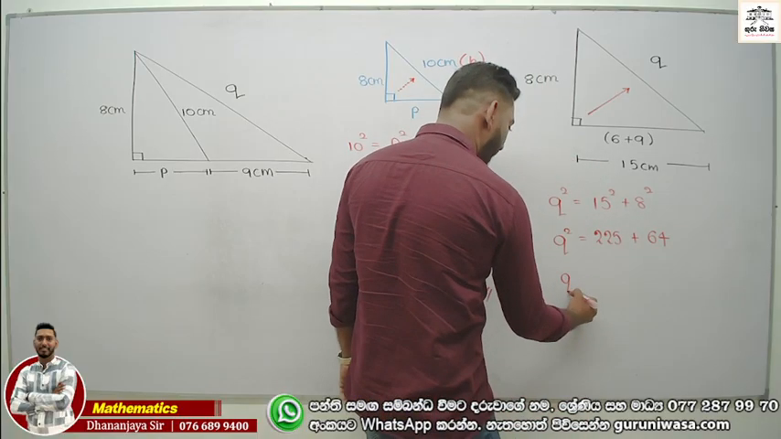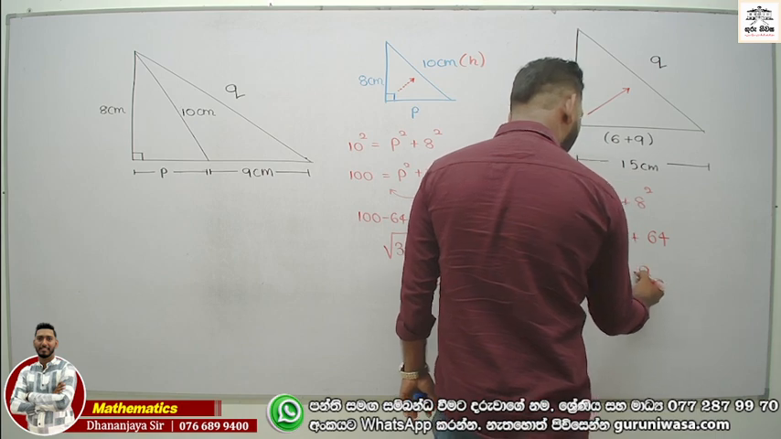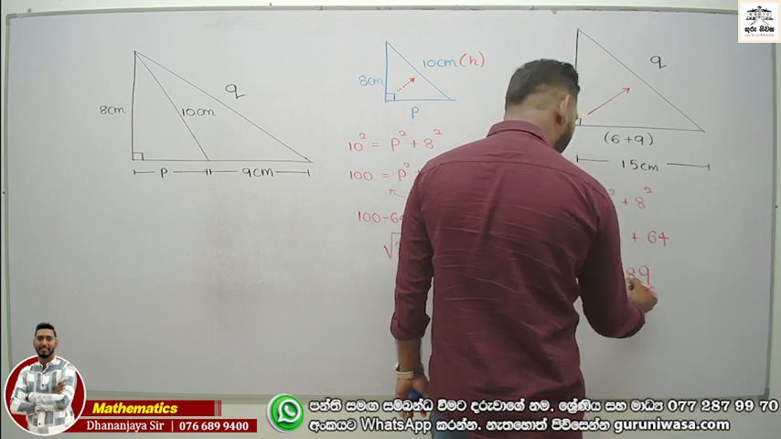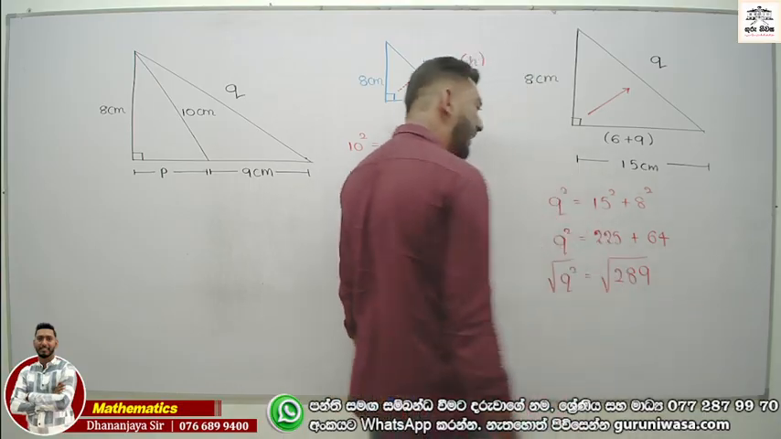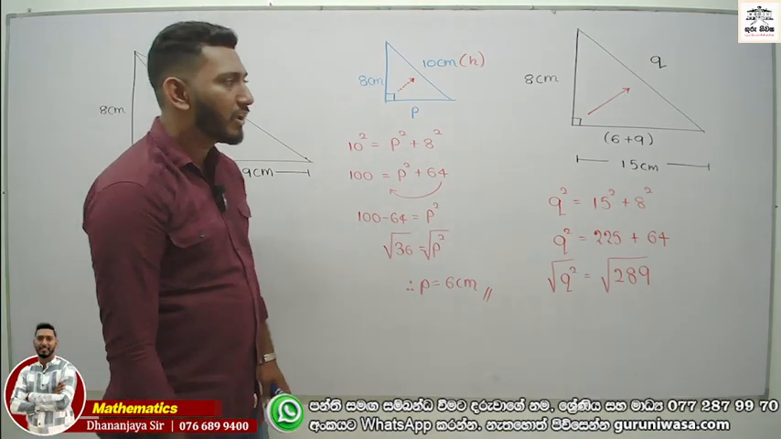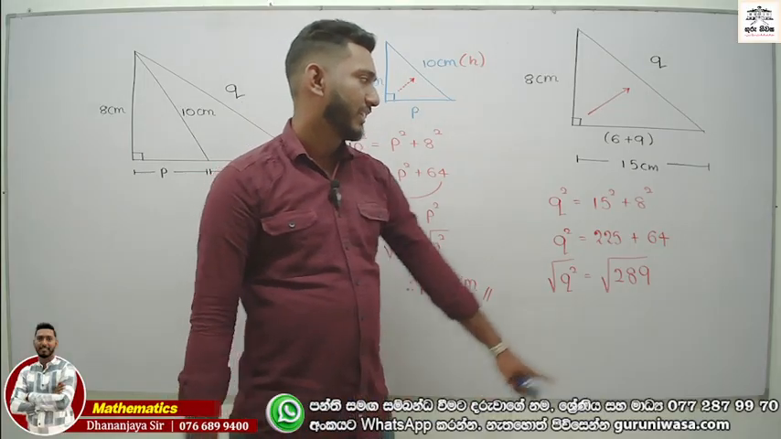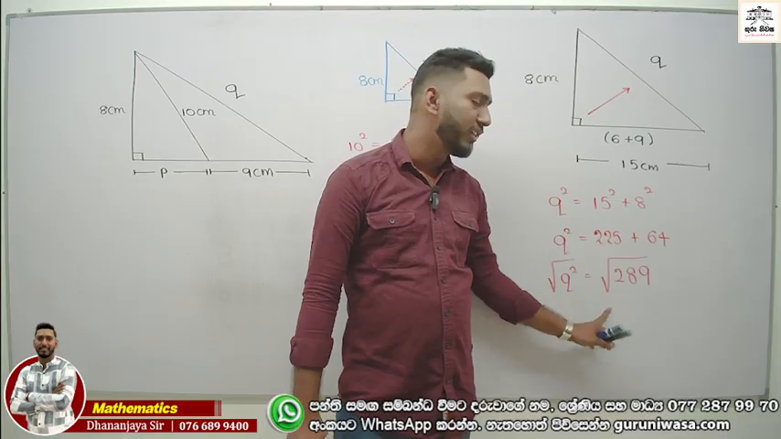Now I'm going to add these two numbers together. 4 and 5 is 9, 2 and 6 is 8, so 289. Now you know how it becomes 289. It comes when these two are added. 4 and 5 is 9, 2 and 6 is 8, 289.